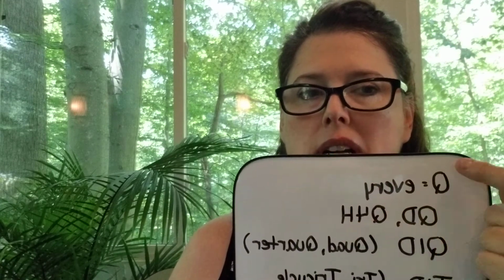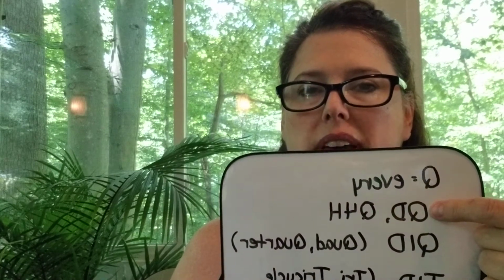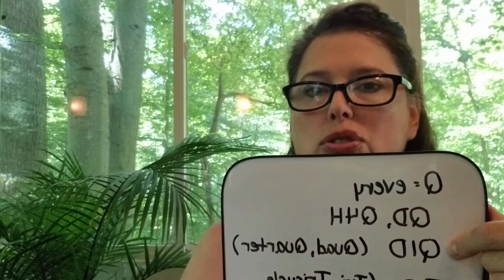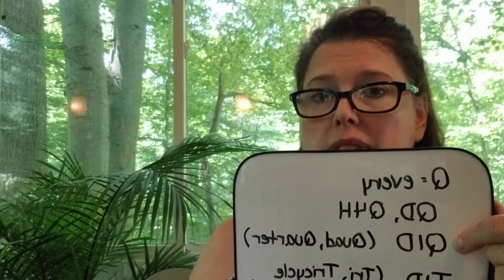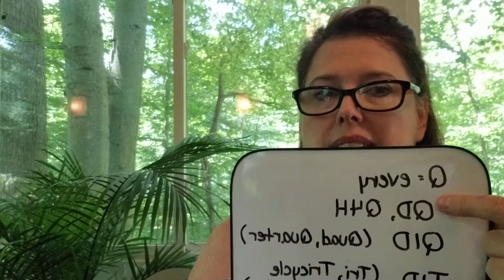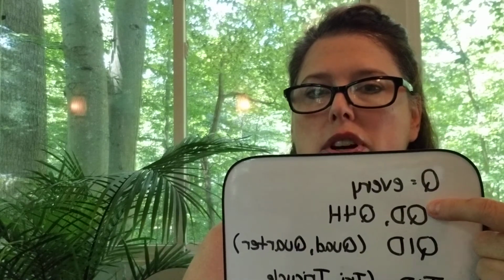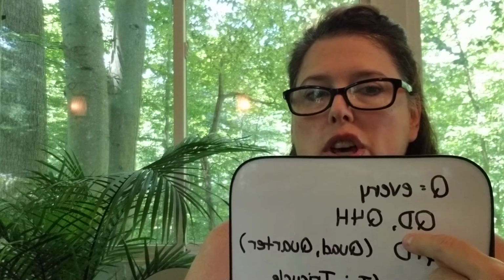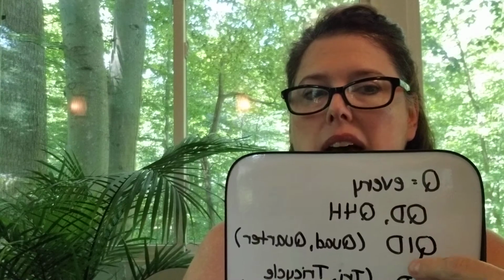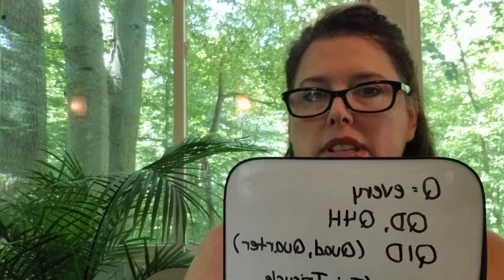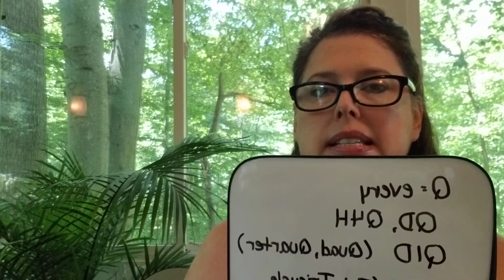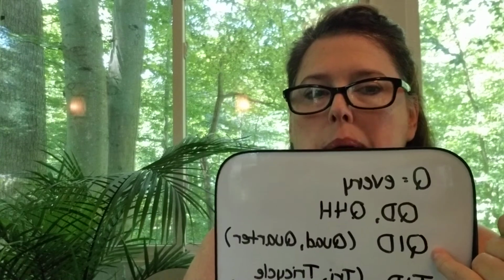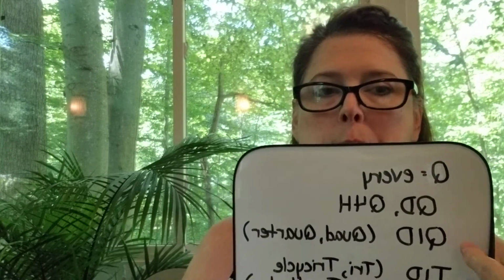Now I will point out that these abbreviations, QD and QID, are on the ISMP's official do not use abbreviation list. And the reason is these can be easily mistaken for one another. Sometimes we would write QD with a period after the Q and after the D. And depending on where this is written, if it might be a carbon copy sent to the pharmacy, for example, or a handwritten prescription, that could be mistaken for QID and vice versa.